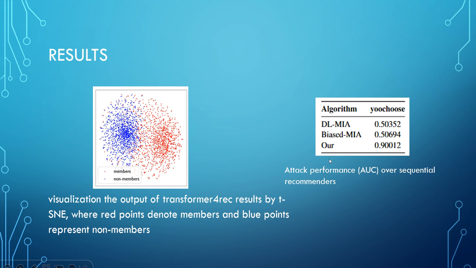And the right table shows the attack performance on the sequential recommendation model. Our method achieves higher accuracy than the other two baselines because our model utilizes the distribution difference between the training and non-training datasets.